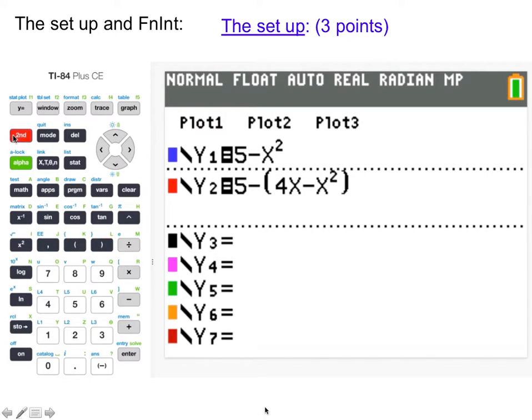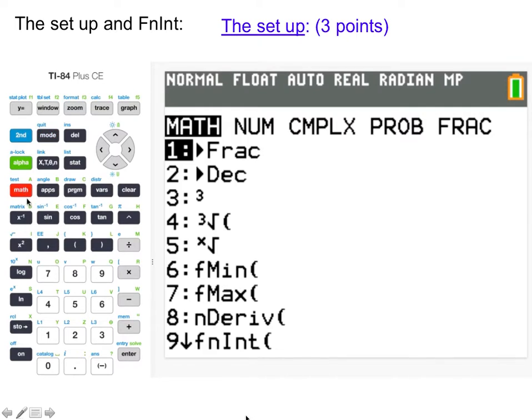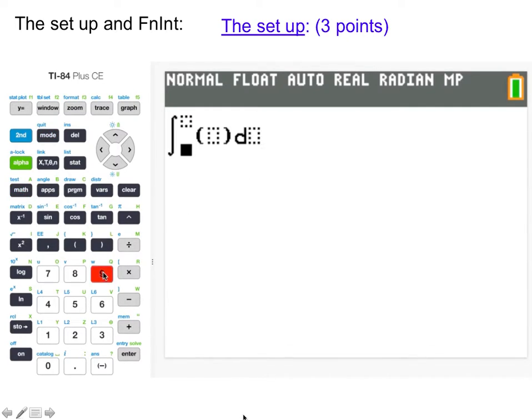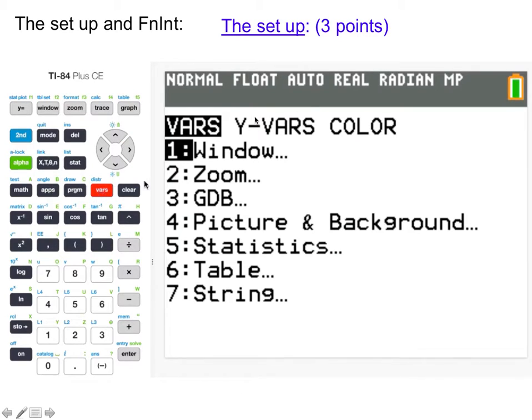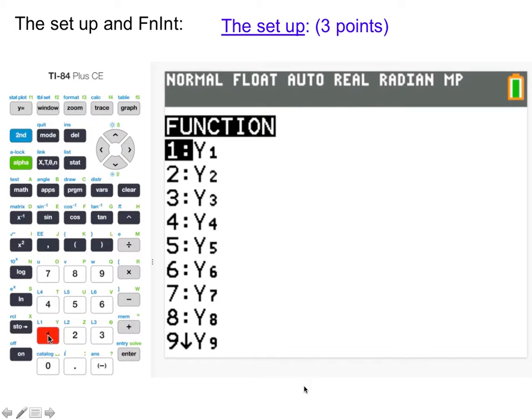So now I can go back to my calculator screen and do a math 9. I'm going to get my fnInt, and I'll go from 0 to 2. And then instead of having to type in the whole complicated radius expression, I'm just going to grab y1 and y2 out of vars. So I'm going to go into vars and go into yvars and grab a function. y1 was my big R, so I'm going to grab that first.